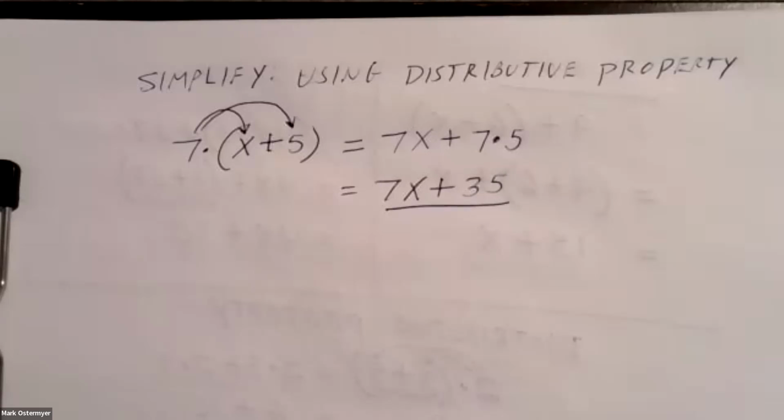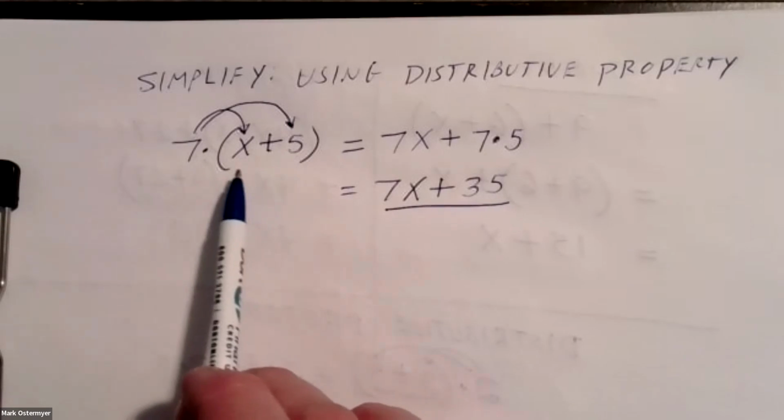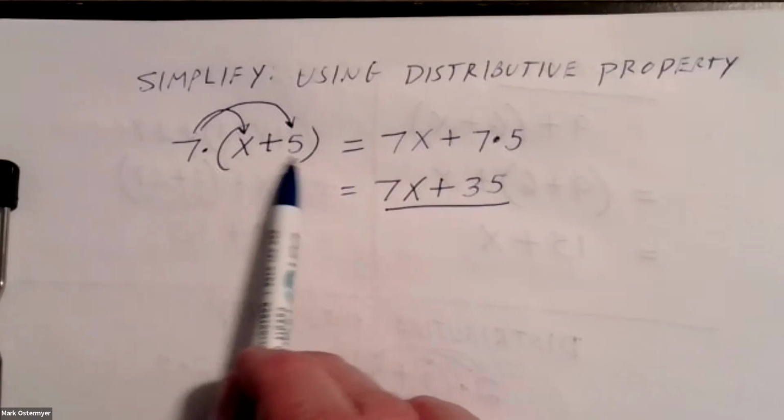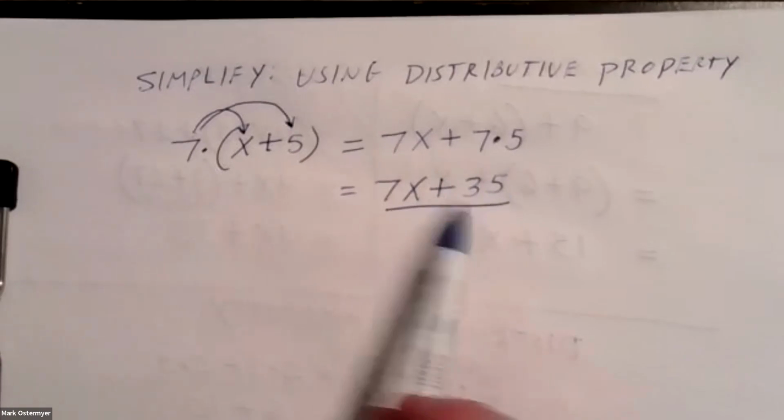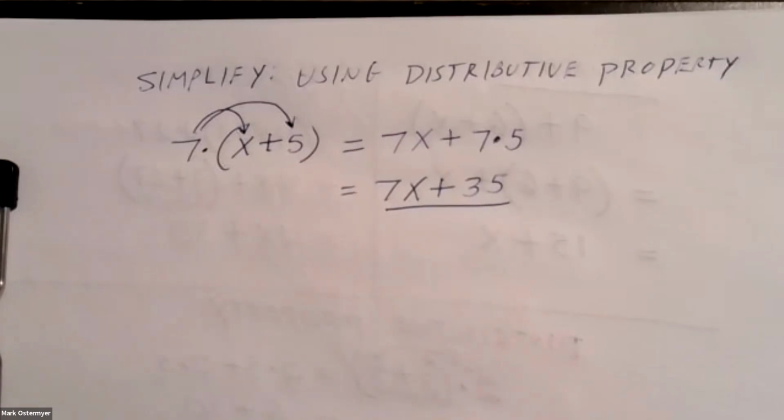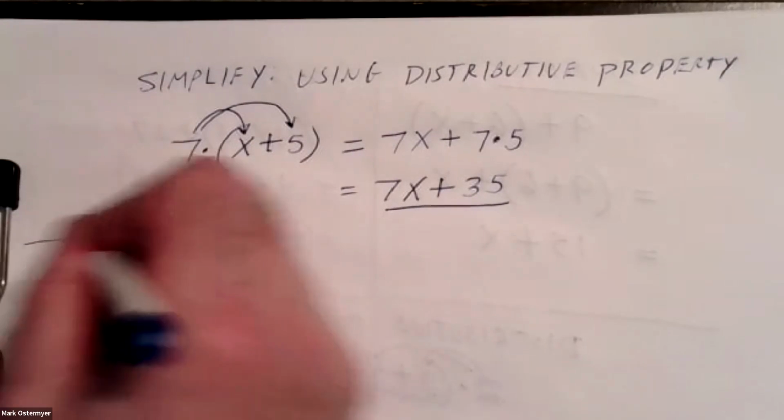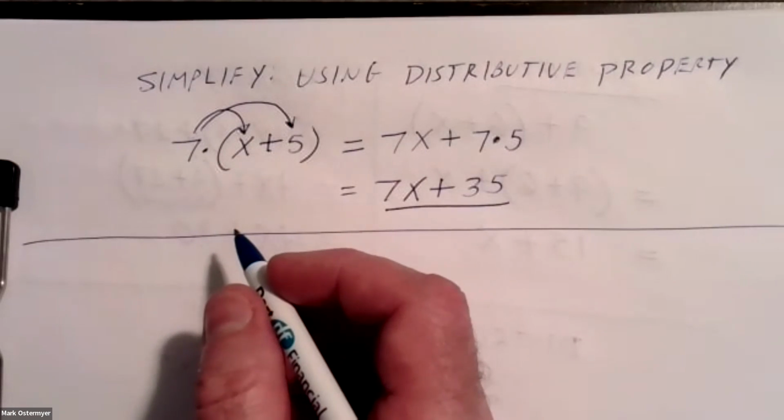Everybody see how we simplified that algebraic expression by using our distributive property? And notice when we distributed the 7 inside the parentheses, we removed the what? We removed the parentheses. Did not the parentheses disappear after distributing? They're gone, aren't they? That's always true when you distribute. You always remove parentheses.